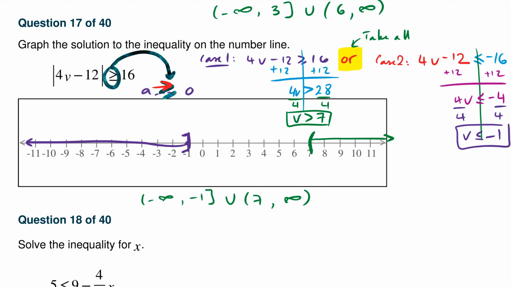Alright, so for numbers 17 and also 16, they didn't ask you to write the answer in interval notation. So I believe that just graphing. When you're done, when you find a solution, you just graph it. You don't need to write it in interval notation.